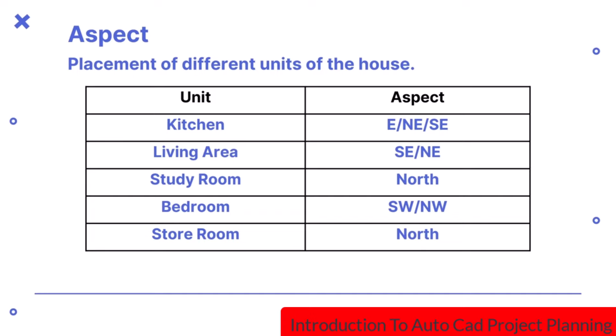Windows should be provided on at least one side of the room and, if possible, on two or even three sides. They should be of the same height as far as possible, but their widths can vary. The kitchen should have an eastern or northeast aspect and the bedrooms a southwest or northwest aspect. The study room and storeroom should have a northern aspect and the living area should have southeastern or northeastern aspect.